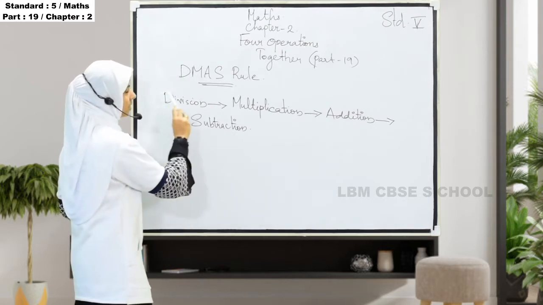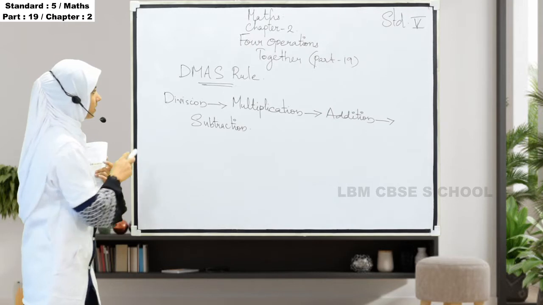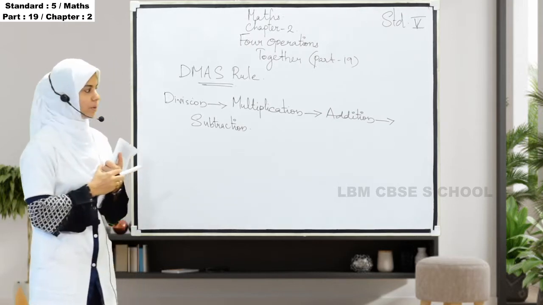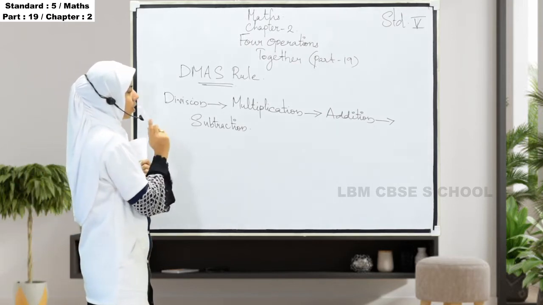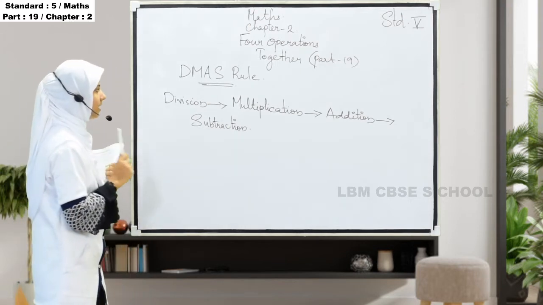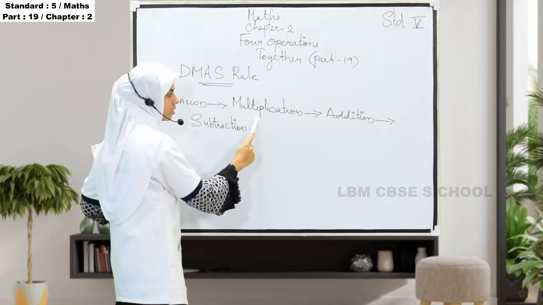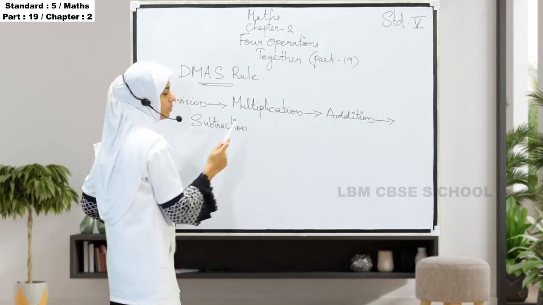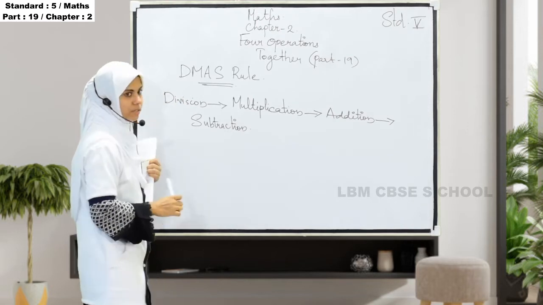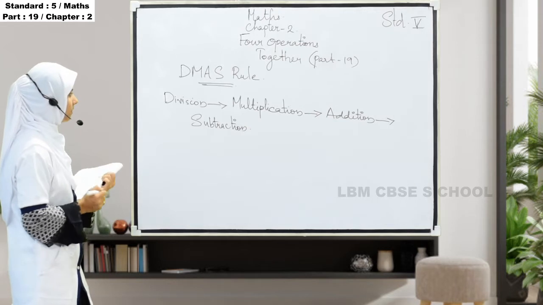When these operations come in a problem, we use these steps to solve that problem. That is, if all four operations come together in a problem, first we do division, then we solve multiplication, then addition, and last subtraction, then we will get the final answer. Okay, for example I will show one example.